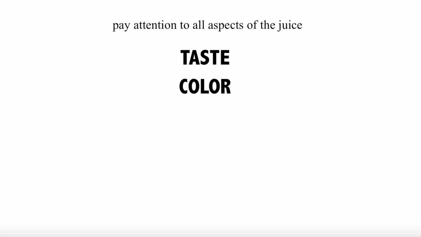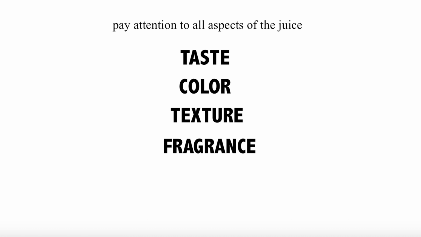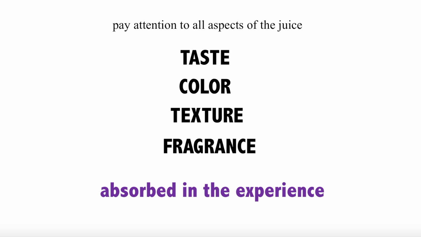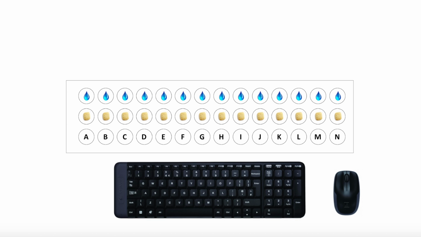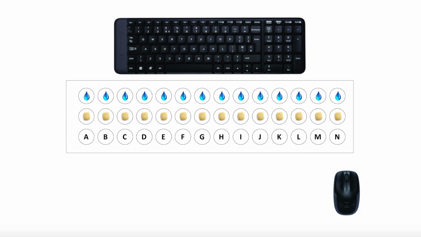When you're tasting the juice samples, be sure to pay attention to all aspects of the juice: the taste, the color, the texture, and the fragrance. The differences between juice samples may be very subtle, so just let yourself become absorbed in the experience so that you can tune into your reactions to each juice. Try to get an idea of how much you like or dislike each sample, as well as the amount of beryllium in each one.